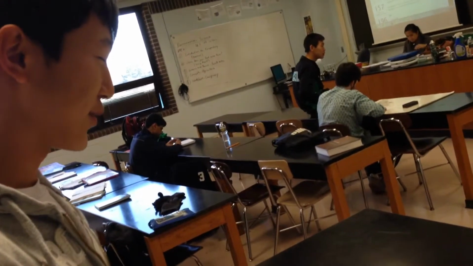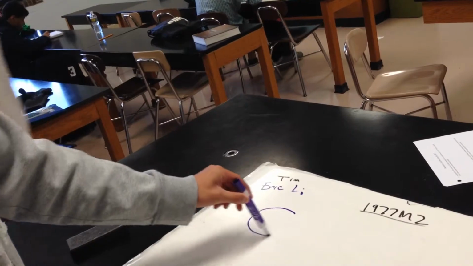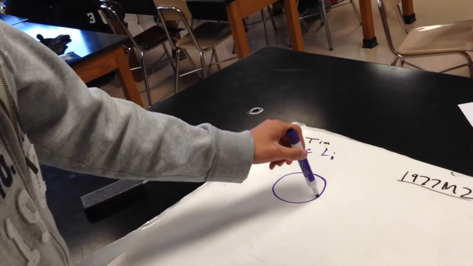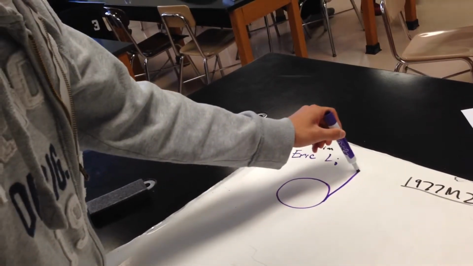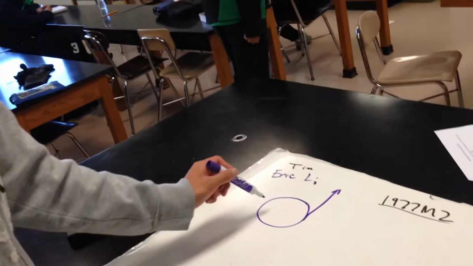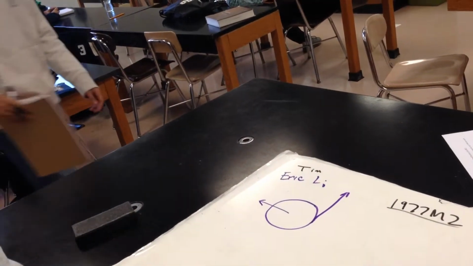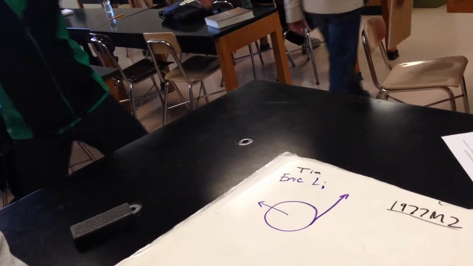Hi guys, we're doing 1977 M2. So the situation here is we have a cylindrical mass that's being pulled up by a string. Due to this pulling, the mass will accelerate in one direction or the other. Now we'll go to Tim for the free body diagram.